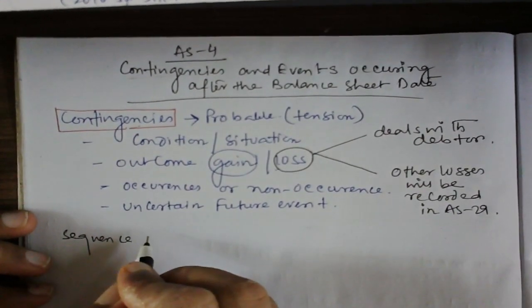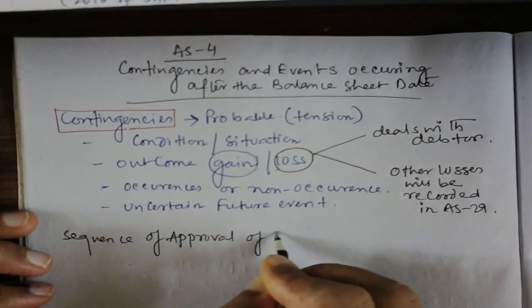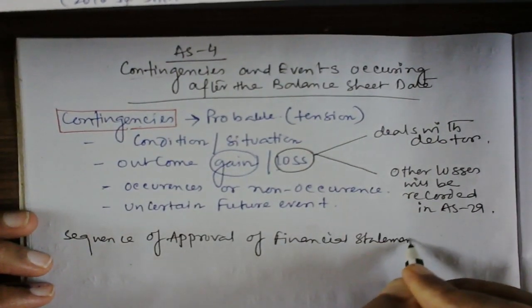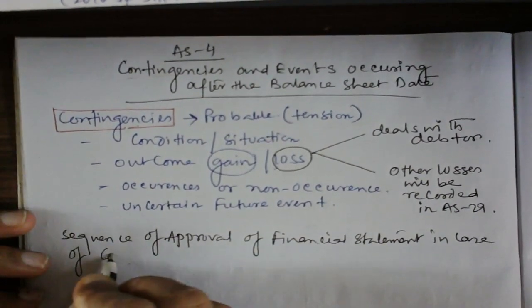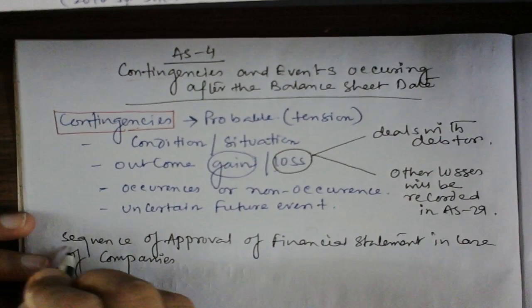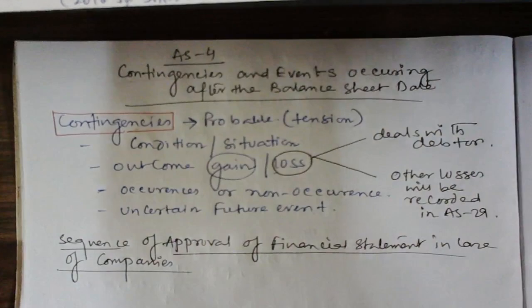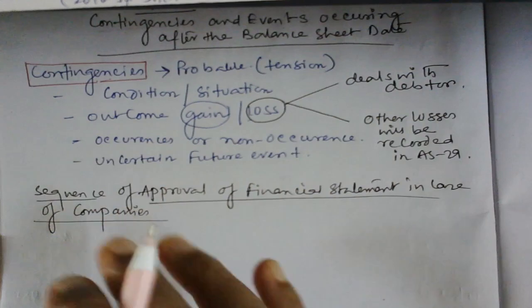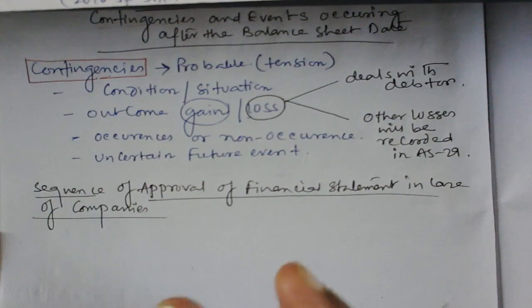Sequence of approval of financial statement. Okay, in case of companies, this is very important, we need to know it. It means how the financial statement gets approved by the board of directors and the shareholders, what are the time and what are the dates we need to focus on before starting this particular standard.